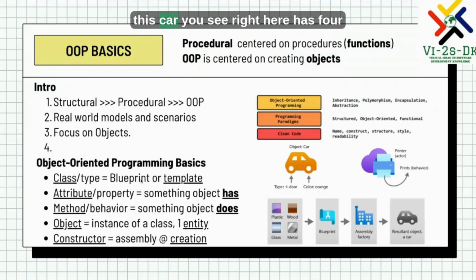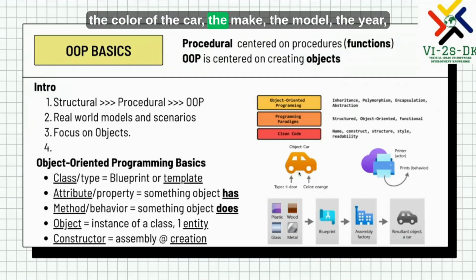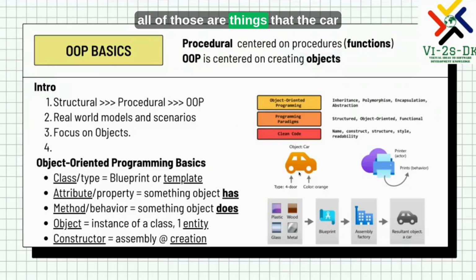Now, every object in the real world will have attributes, which are known as properties as well. So for instance, this car you see right here has 4 doors. The car has a color. So the type of car, the number of doors, the color of the car, the make, the model, the year, all of those are things that the car has. So what you have is an attribute. What you have is a property, right?